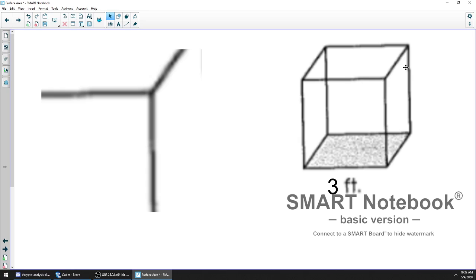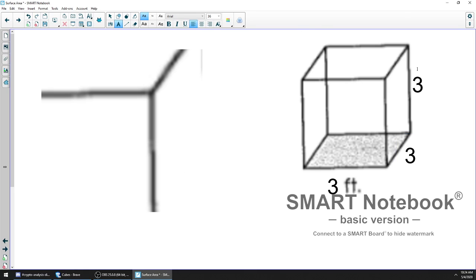So let's look over here. We have the same cube, but right here it's 3 feet. Now remember, cubes, all the sides are 3 because all the sides are the same, like a square. So we have 3 feet here. That would be my length. My height would still be 3. And my width would also be 3.